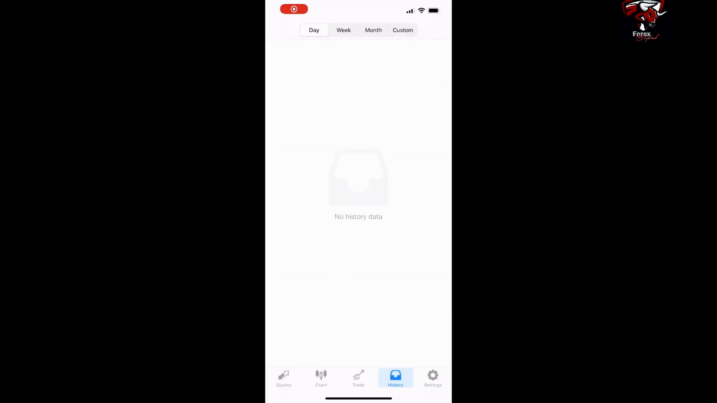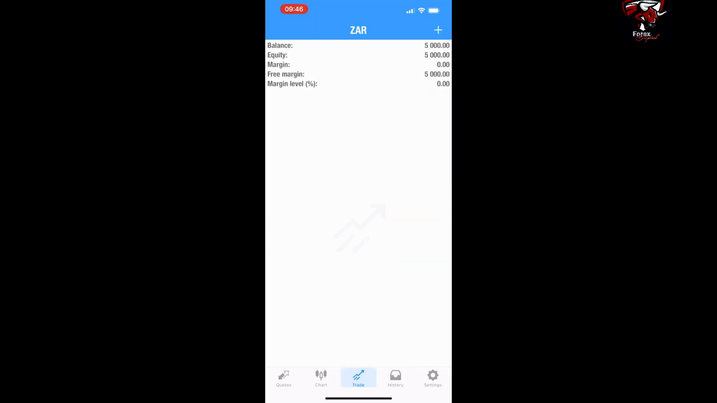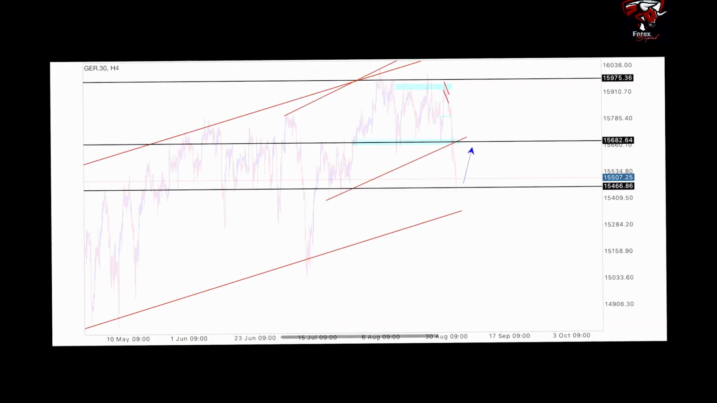And we're back again, guys. Let's check the account growth. As you can see, guys, currently the account is at 16k. So now let's look for more opportunities in the market. We're starting with German 30, guys.